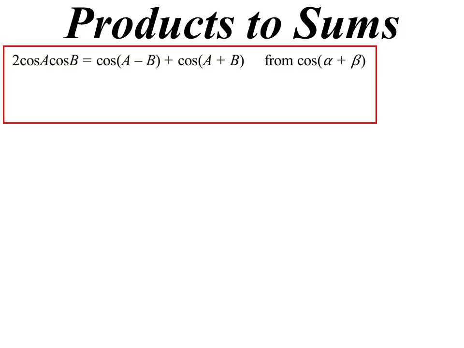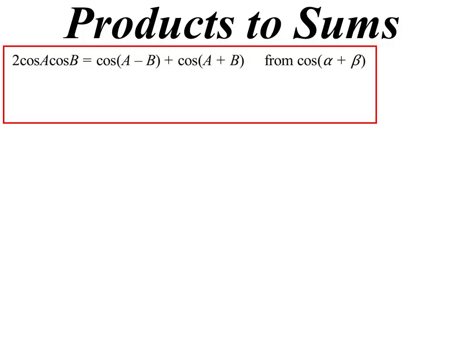So the last of our different trig relationships, the products to sums. It's useful when we want to turn the product of two trig functions, and we're mainly talking about sine and cos here, and turn it into the sum of two trig functions. So the first one's this: 2 cos A cos B ends up being cos(A minus B) plus cos(A plus B).